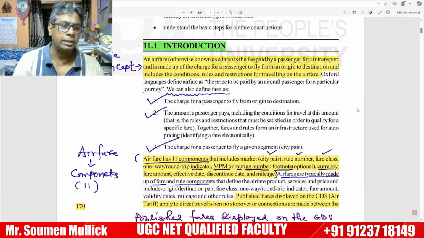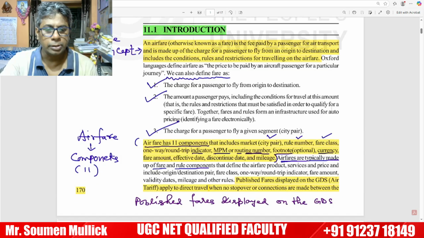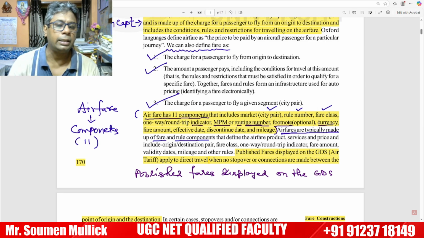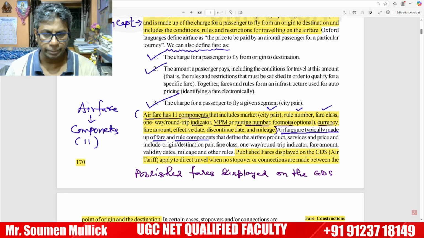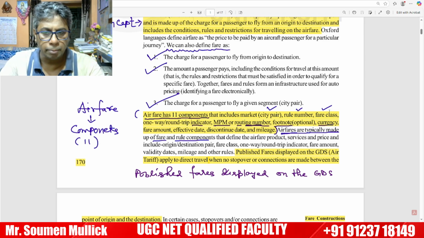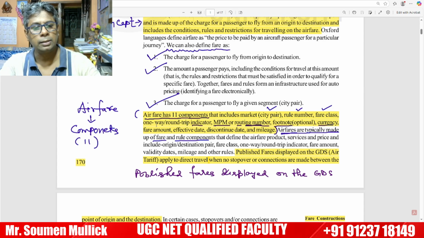What is airfare? We have understood that. Now we are going to understand the important components of airfare. There are 11 components of the airfare. Under this section: the city fare, rule number, fare place, one-way or round-trip indicator, MPM meaning maximum permitted mileage, routing number, currency issues, fare amount, discontinue date, mileage. These are all the important components under the section of airfare.